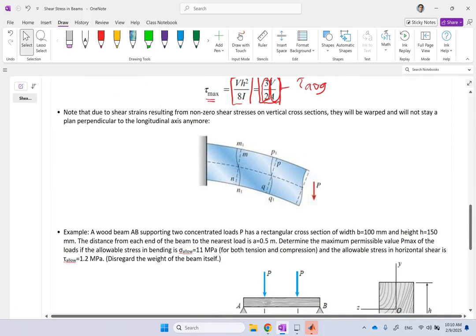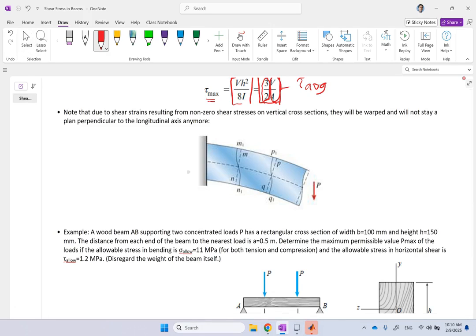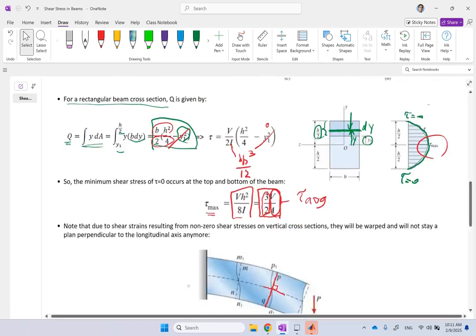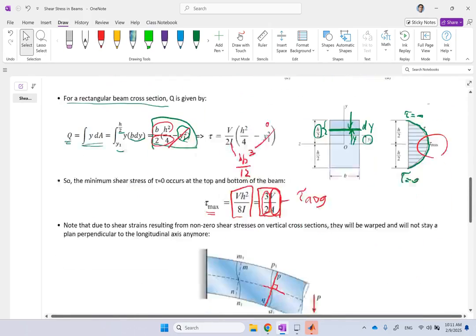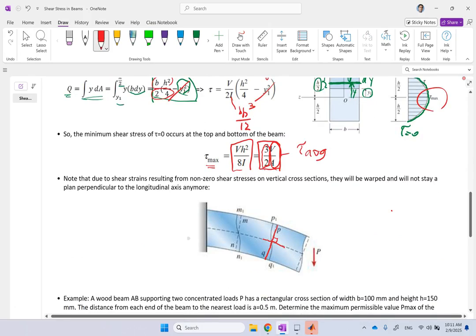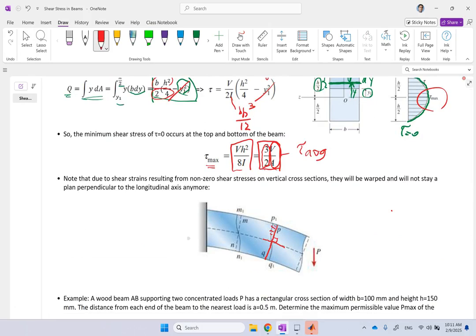By the way, one other thing we have to pay attention to is when there are shear stresses, these cross sections that were originally normal to the neutral axis now, because there is shear stress in the longitudinal direction at different points and different values, these points on the cross section will move differently in the x direction. So your cross sections after deformation will not be at a 90-degree angle with respect to these longitudinal lines.